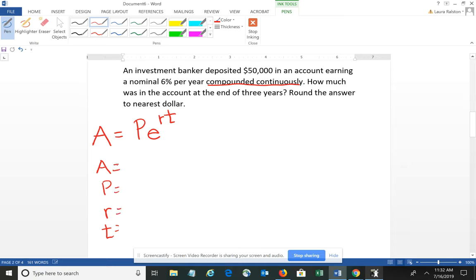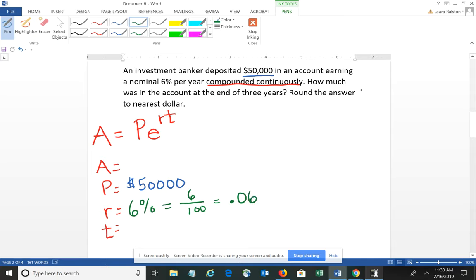So again, I go back and I read, and it says the banker deposited $50,000 into an account. So that was the amount of money that he started with. So we started with $50,000. It says it earned a nominal 6% per year. So my rate is 6%. Again, we need to convert that to a decimal. So we do 6 divided by 100, which is 0.06.